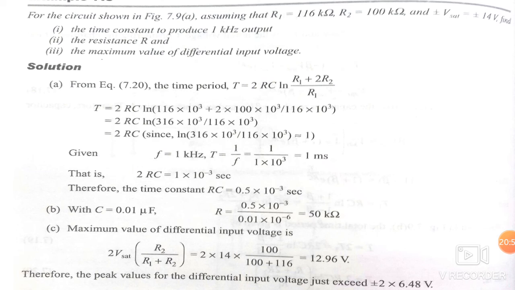The different value of resistance can be set through preset, but the value of capacitor can be changed only by taking a variable capacitor, and that becomes costly. So we can take the standard value of the capacitor and accordingly we can set the value of preset. So this is giving 50 kilo ohm.